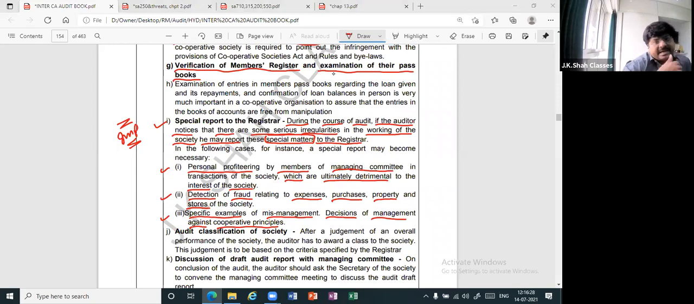Personal profiteering, they are taking the money. Sometimes what also happens is, whatever things the cooperative society wants to buy, there may be a member who is dealing in that particular thing. Supposing we want to buy chairs, and the member of the managing committee is selling chairs. He may sell the chairs to the cooperative society at a very high rate. Then it is personal profiteering. No, he should not do that for the cooperative society.